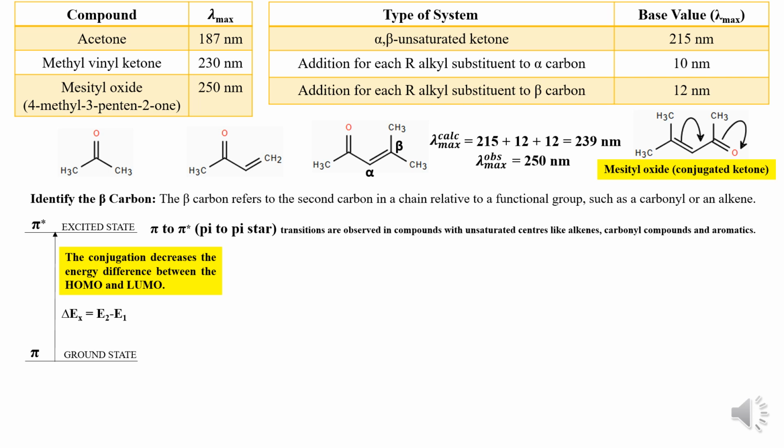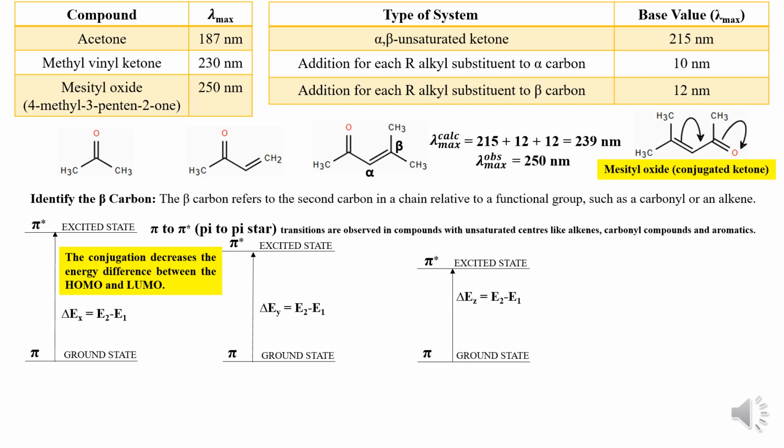So delta Ex is the energy required to bring about transition of loosely held pi electrons from the ground state to the excited state in case of acetone. And delta Ey is the energy required to bring about transition of pi electrons from the ground state to the excited state in case of methyl vinyl ketone. And delta Ez is the energy required to bring about transition of loosely held pi electrons from the ground state to the excited state in case of mesityl oxide. And with the extended conjugation, the energy gap will be further reduced.